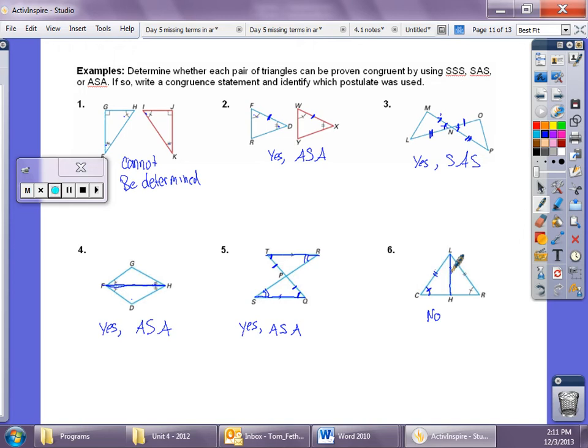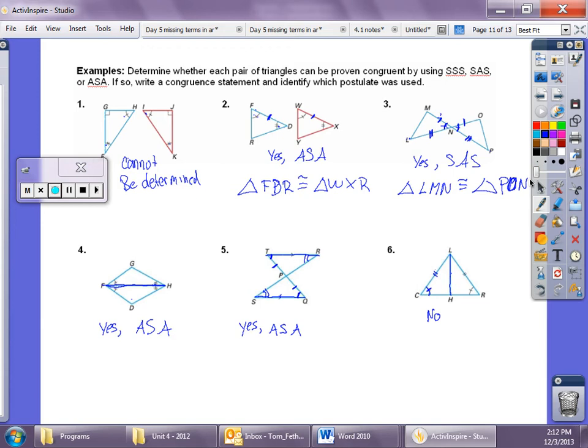So now to write our congruency statements, well, we can say that triangle FDR is congruent to, well, F is congruent to W, D is congruent to X, and R is congruent to Y. So triangle LMN is congruent to triangle. We know that L is congruent to P, M is congruent to O, and then N is congruent to itself.